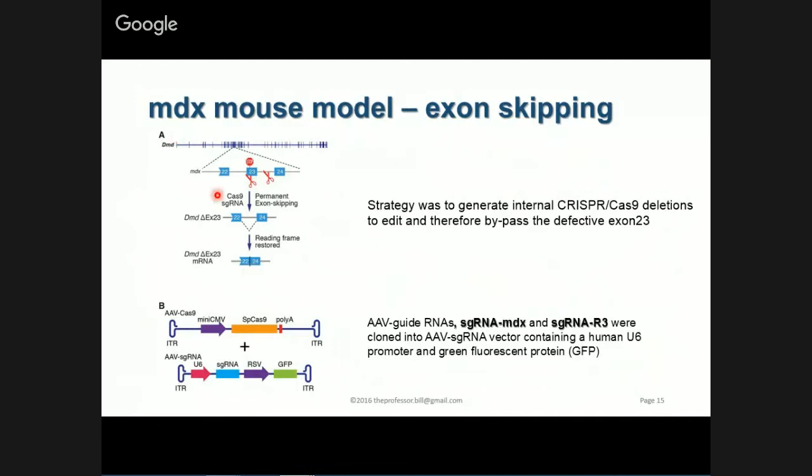This diagram up here actually shows that you cut here in the exon, and out here beyond the exon. In fact, the guide RNAs, in the supplemental methods, that you are generating: there is one to the premature stop codon, and that is the sgRNA MDX. And then there's another region out here, the R3 region, which allows for these two cuts. When you remove those two areas through CRISPR, everything lines back up through non-homologous end joining, and it's like bypassing or skipping this entire exon.